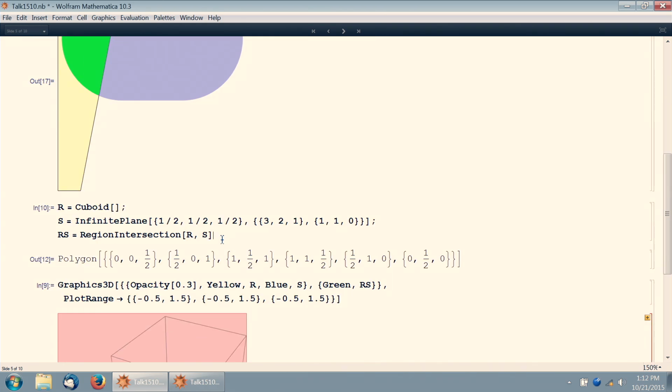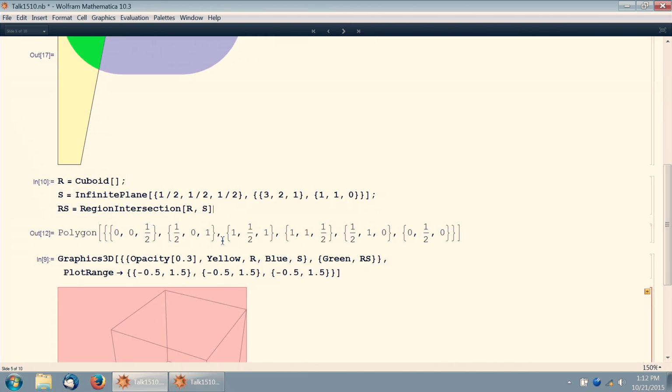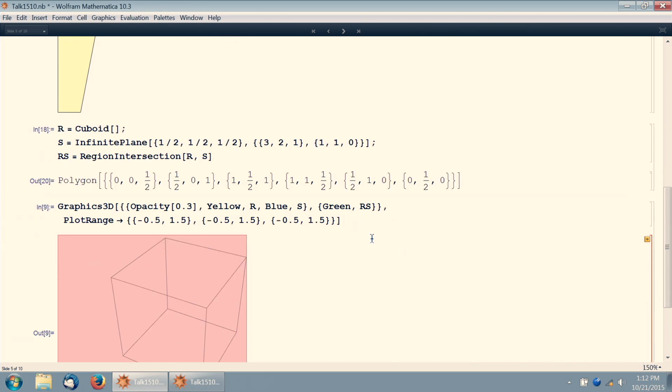And that's another example, which I evaluated first. We intersect a cuboid with an infinite plane. We get a polygon, which is a hexagon, I believe, here. And here's the picture.